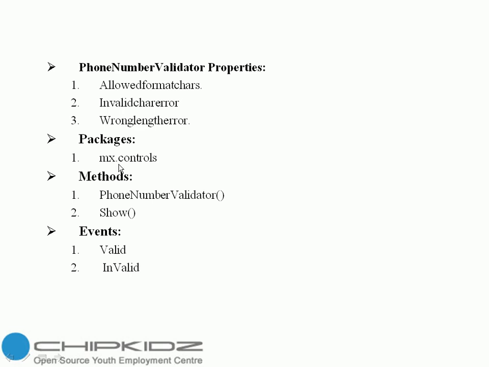I add one package, mx.control. I add two methods: one is phone number validate, second one is show. And I add two events: one is valid, second one is invalid. Valid means dispatch when the validation is a success. Invalid means dispatch when the validation fails.